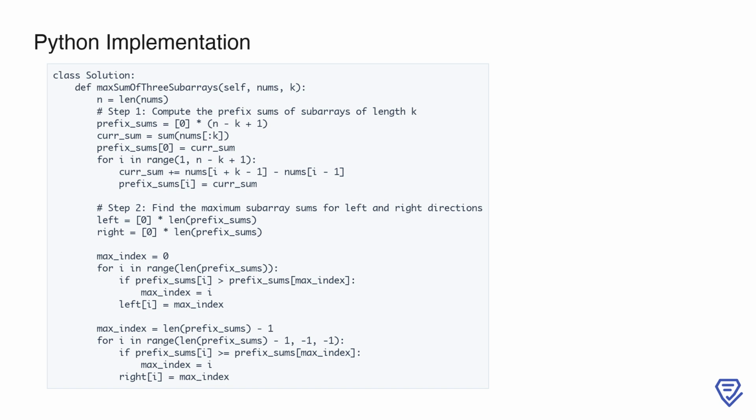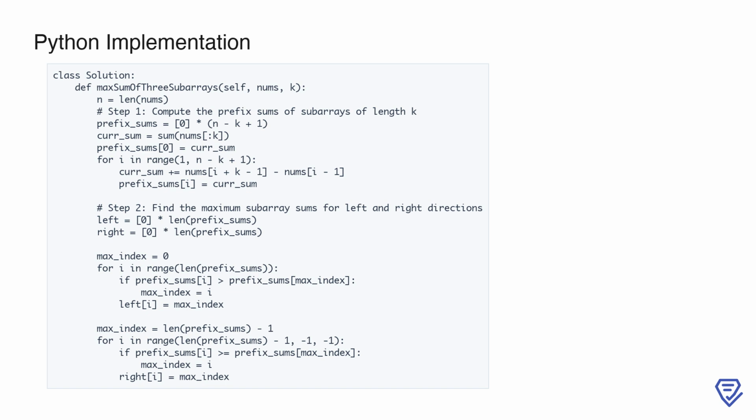Next, we set up 2 arrays, left and right, to track the indices of the maximum subarrays for the left and right directions, respectively. Starting with the left direction, we initialize max_index to 0 and iteratively update it whenever we encounter a subarray with a greater sum. The left array is filled such that for each index, it stores the starting index of the maximum subarray found so far. Similarly, for the right direction, we initialize max_index to the last index and work backwards.